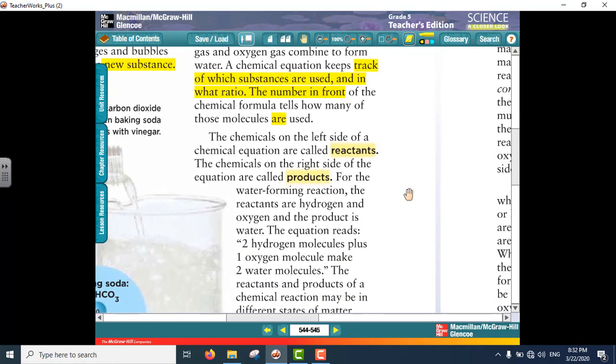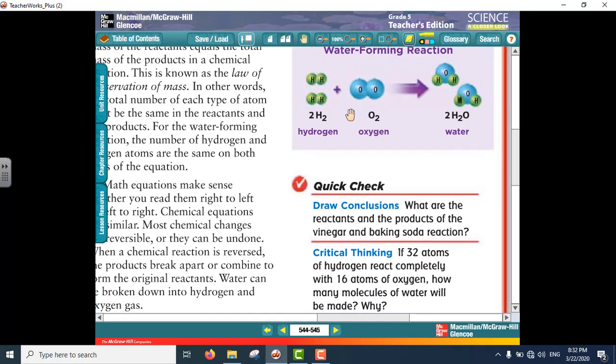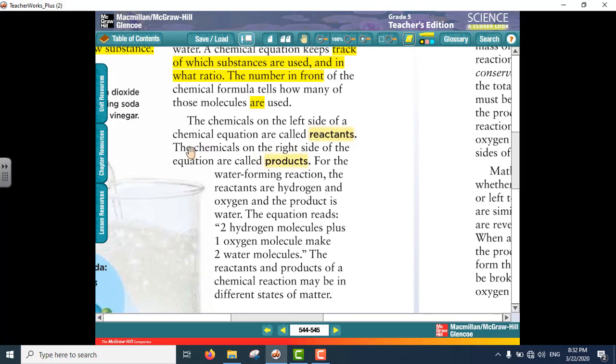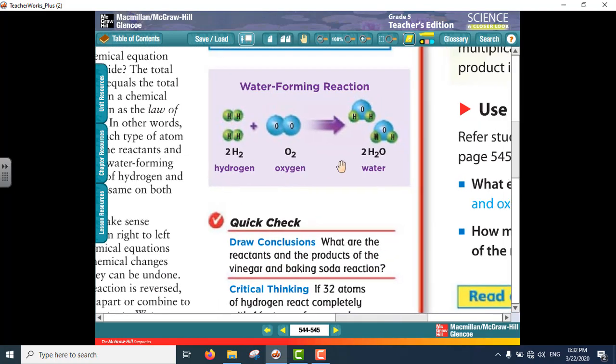Okay? Here, the chemicals on the left side of a chemical equation are called reactants. Here, this 2H2 and O2, or hydrogen and oxygen, are called reactants. The chemicals on the right side of the equation are called what? Products. This 2H2O, or water, is called the product.